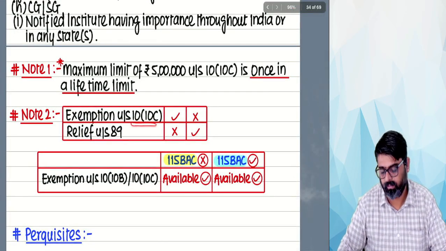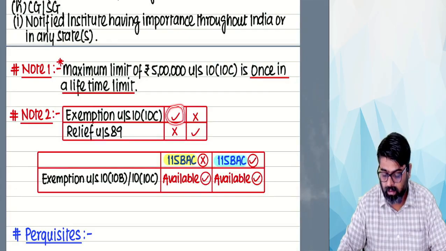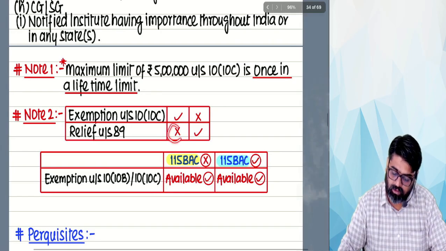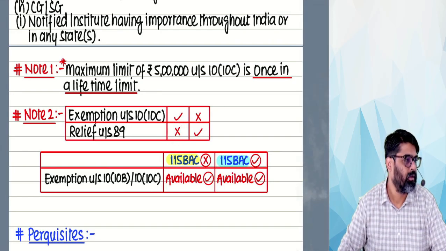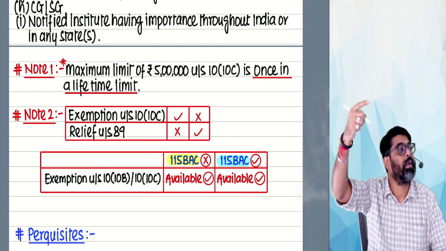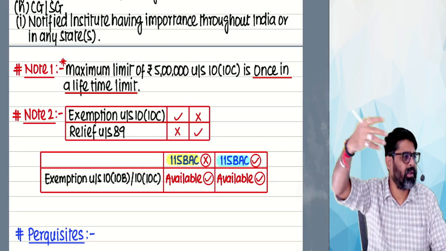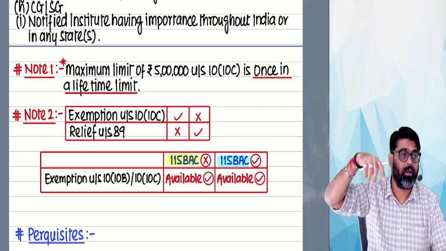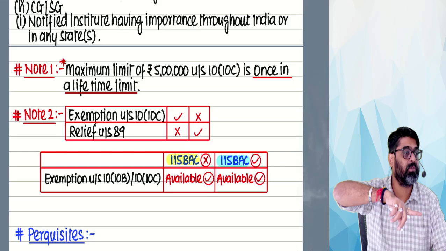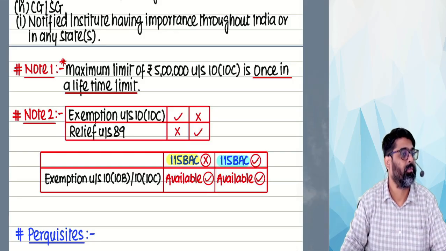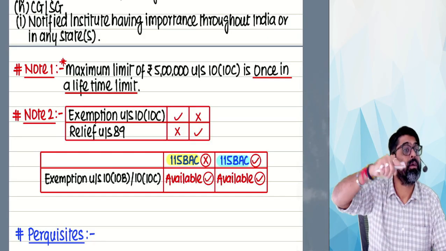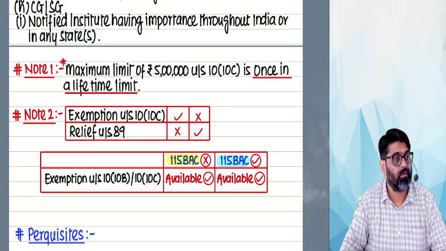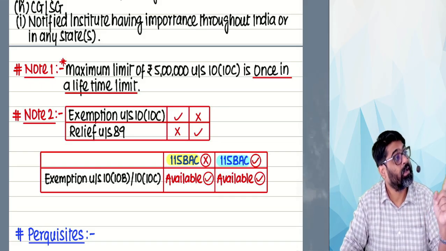Next one. Exemption under 10(10C). Can you see? If you take 10(10C) exemption, then relief under section 89 will not be available. There is one relief under section 89 that we are going to do at the end of the chapter, after PF and everything gets over. In that relief, it is mentioned that if you are taking VRS exemption, relief will not be allowed. If you want to take that relief, you'll have to leave the exemption. So the entire VRS is taxable.